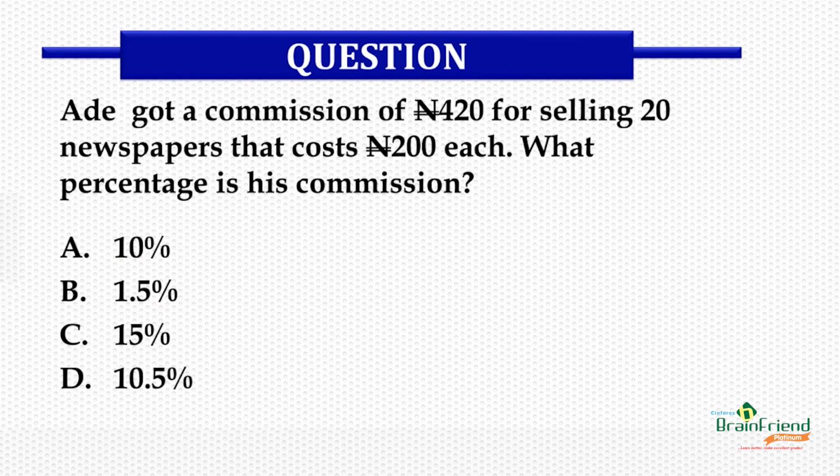And lastly, Ade got a commission of 420 naira for selling 20 newspapers that cost 200 naira each. What percentage is his commission? Option A, 10%. Option B, 1.5%. Option C, 15%. Option D, 10.5%. The correct answer to this question is option D, 10.5%.